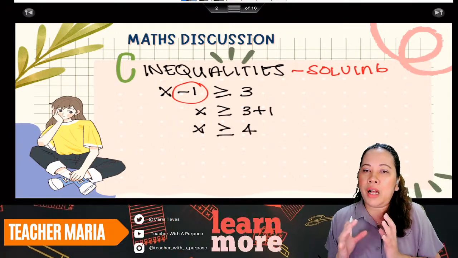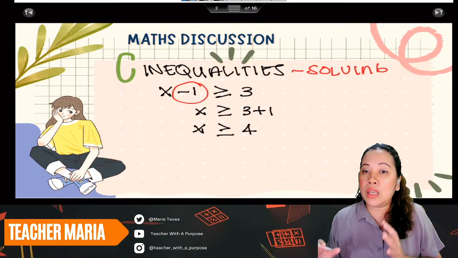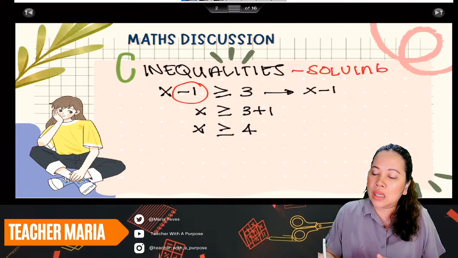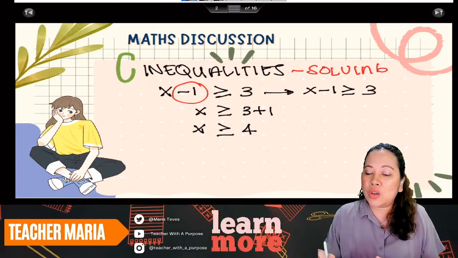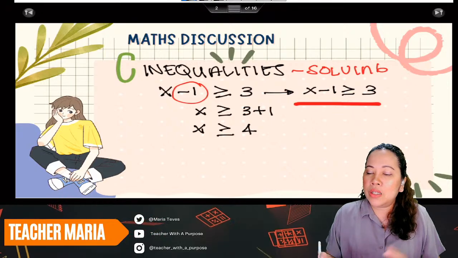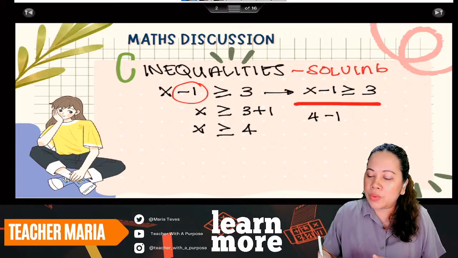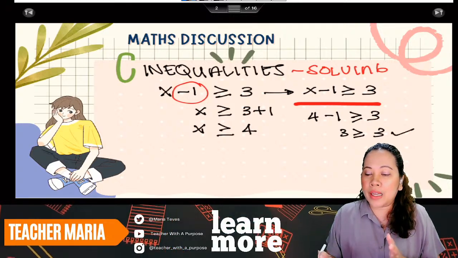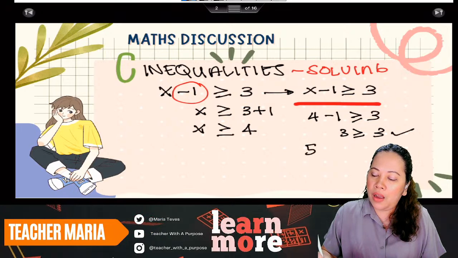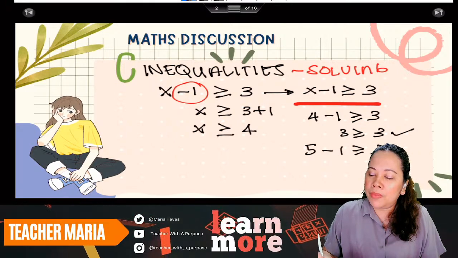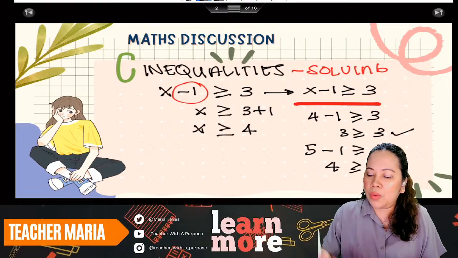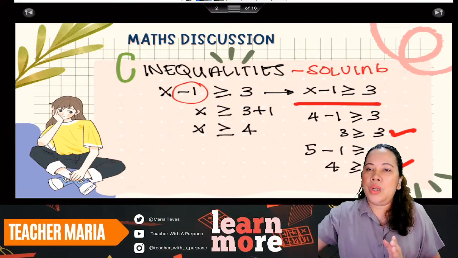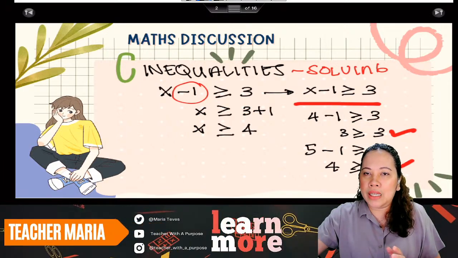That means that the value of x should be greater than or equal to 4, so that this inequality would stand correct. Okay, so for example, 4 minus 1 greater than or equal to 3. That's 3 greater than or equal to 3, which is correct. And then if I use 5, 5 minus 1 is 4, and 4 is greater than or equal to 3, which is correct. So that means that the way we have solved it is correct.